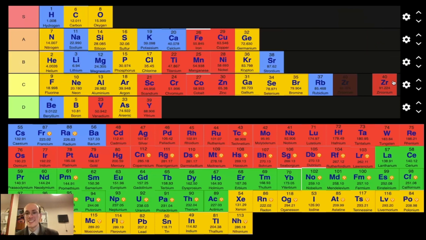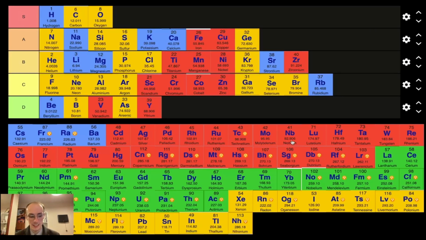Zirconium carbide is used for making strong drill tips. You might have heard of diamond tipped drills. Obviously diamonds are a lot more expensive, so making them out of zirconium is much cheaper. Zirconium catalysts are useful in the production of polypropylene, which is the second most common plastic. So those are pretty good traits. It can go in the middle in B.